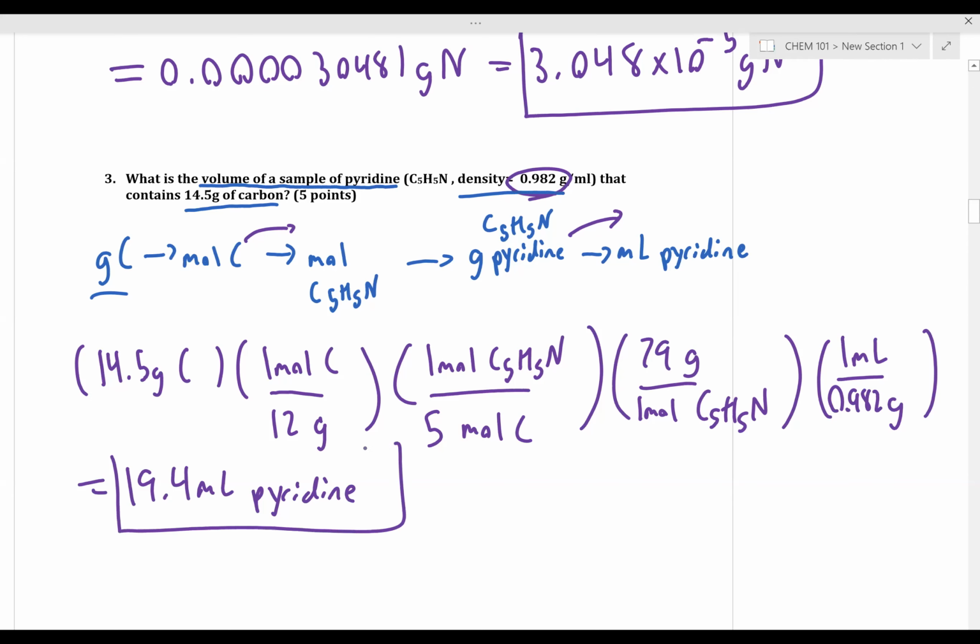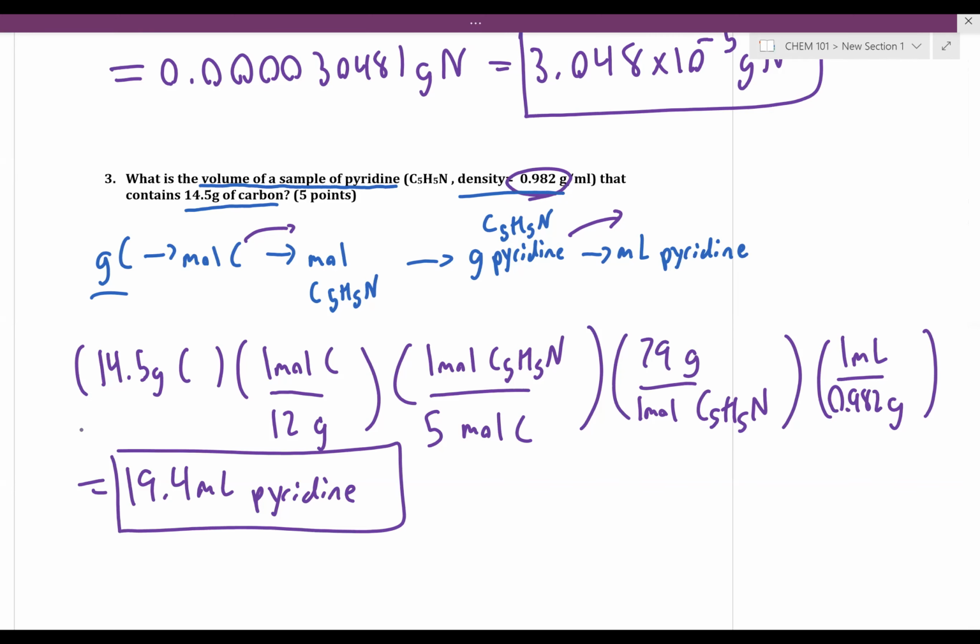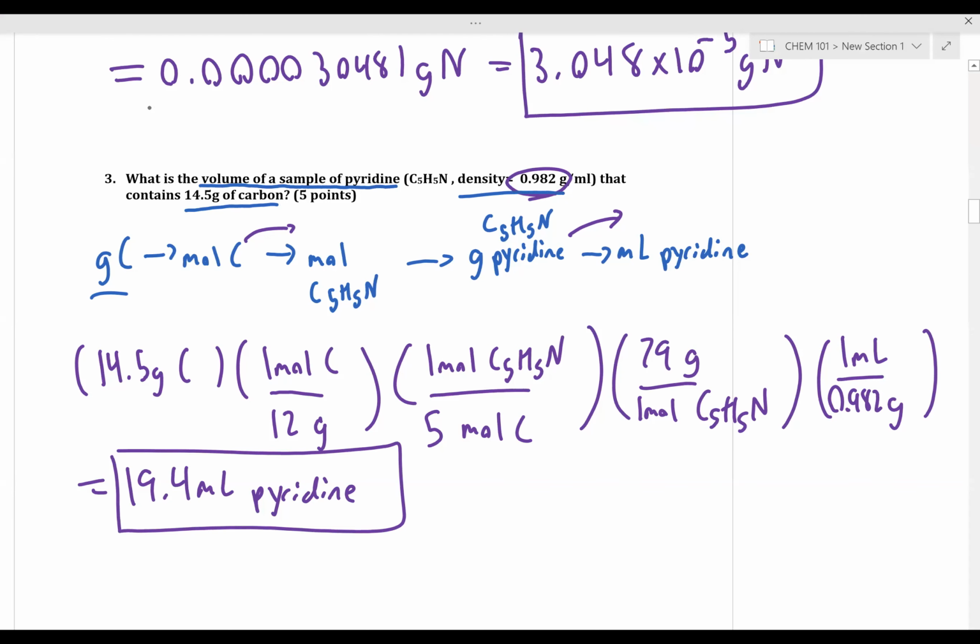which on an order of magnitude sense seems reasonable. This compound is mostly carbon. Does that make sense to everyone? Any questions on this example? Does this remind you of some of the homework? Yeah, so I'm not just giving you out of the blue questions, and I'm not just assigning you homework as busy work.